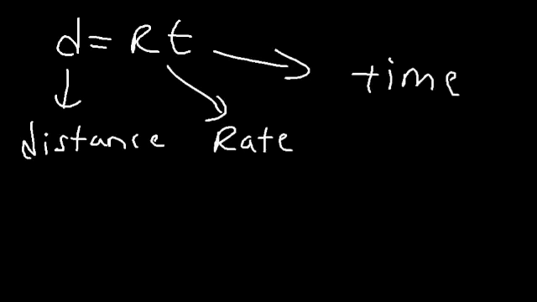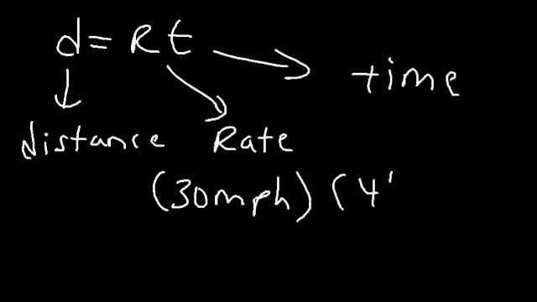So let's say you have a car going at 30 miles per hour, what distance will it travel in 4 hours? If a car is moving at 30 miles per hour, that means in 1 hour it's going to travel a distance of 30 miles. So in 4 hours, it's going to cover a distance of 120 miles. And that's the idea between distance, rate, and time.